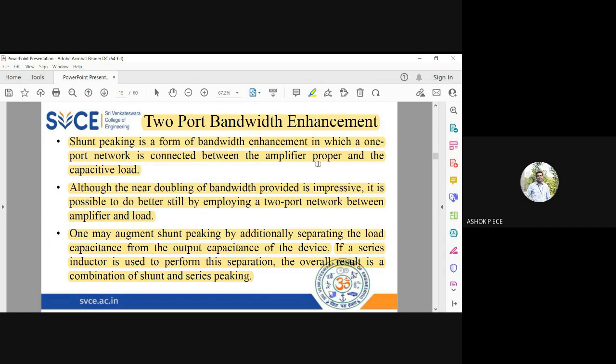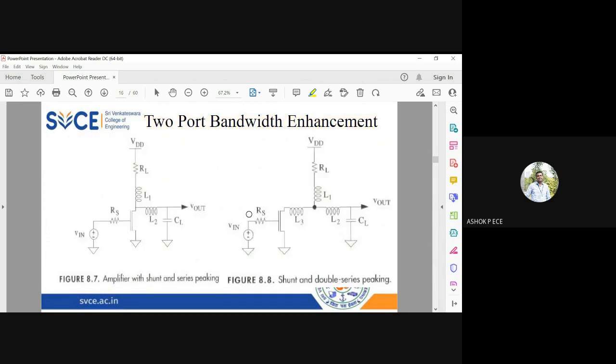So depending on how we are going to nullify the effect of capacitance, I'm going to go for shunt peaking or series peaking. See here, shunt and series peaking. So here you have both. See here the inductor is in series with R, and here you see the inductor is actually in shunt with the capacitive load. So you can see it is both series and shunt peaking.